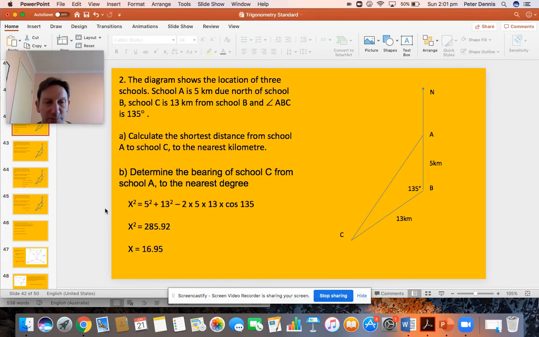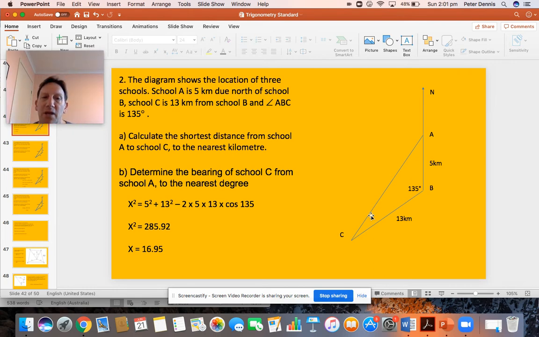So if we look at that, all I've done is substitute straight into the formula, and we find x squared equals 285.92. That is not this length. Remember, there's always that one extra step that we have to take the square root, and we get something reasonable, 16.95. Again, as I've said before, the longest side is opposite the biggest angle. The shortest side here is opposite the shortest angle. So that's the first part done.